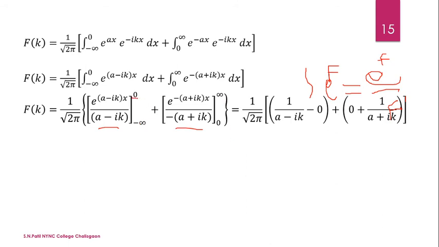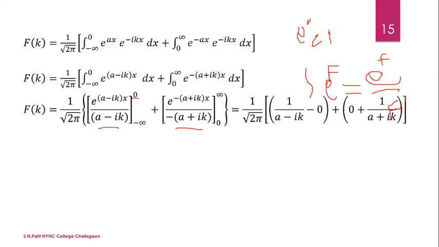Now put the upper limit first. When we put the upper limit, then e raised to 0. E raised to 0 is equal to 1. Okay. So 1 upon a minus ik.